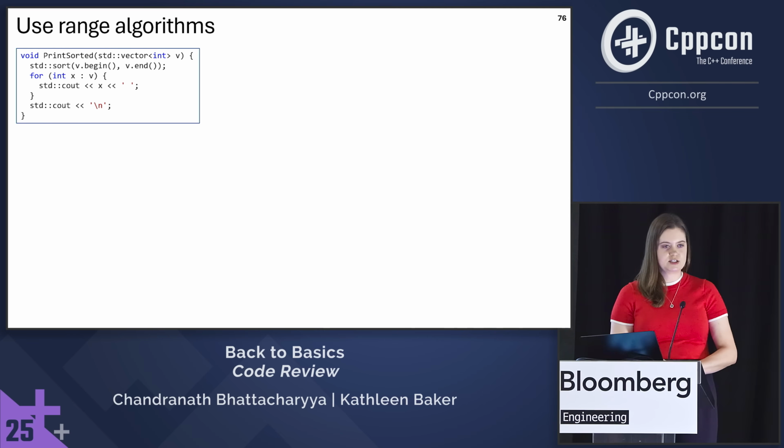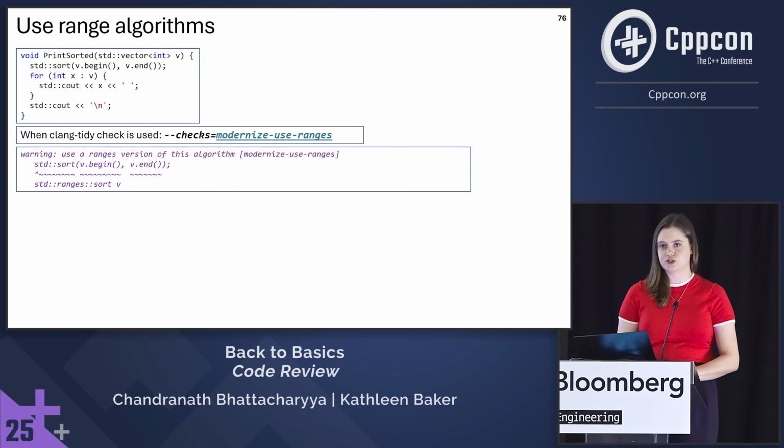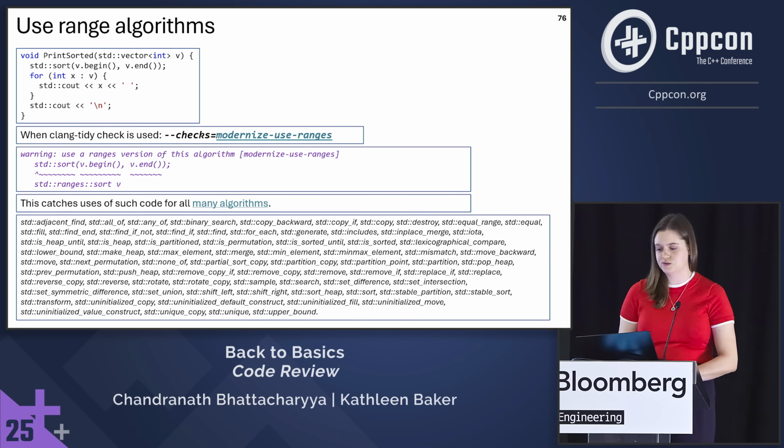So is there a clang tidy check? You can use modernize use ranges, and it'll say to use the ranges version instead. And these are all the algorithms it can catch, so it's a pretty useful check to use.